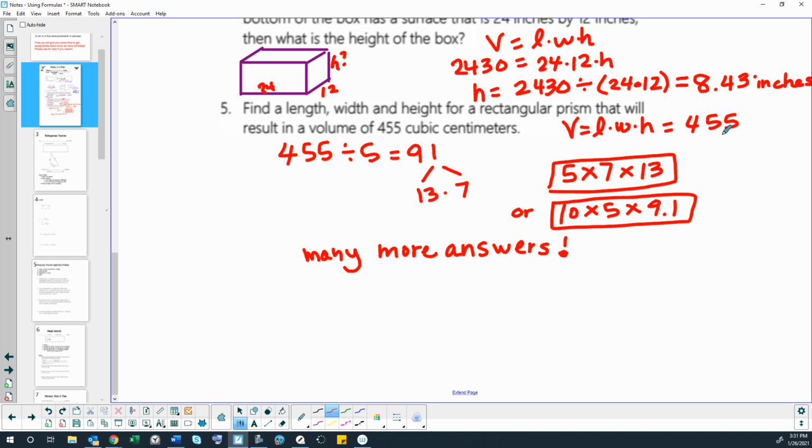Why don't you come up with a set on your own that will multiply together to get 455? You can really take 455 and divide it by any number you want that's less than 455, and then divide that number by any number, and you'll end up with a number that will be definitely a decimal.